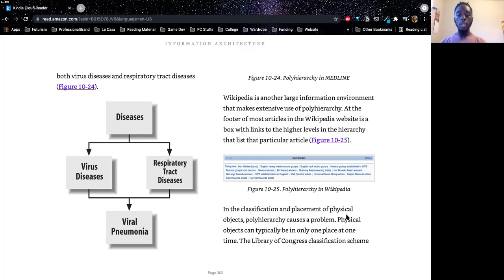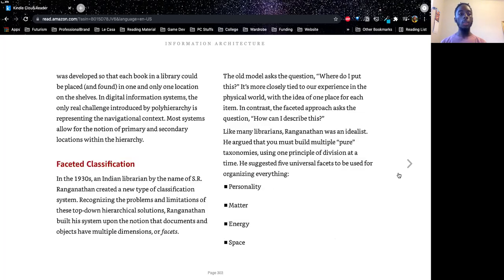In the classification and placement of physical objects, polyhierarchy causes a problem. Physical objects can typically be in only one place at one time. The Library of Congress classification scheme was developed so that each book in a library could be placed and found in one and only one location on the shelves. In digital information systems, the only real challenge introduced by polyhierarchy is representing the navigational context. Most systems allow for the notion of primary and secondary locations within the hierarchy.